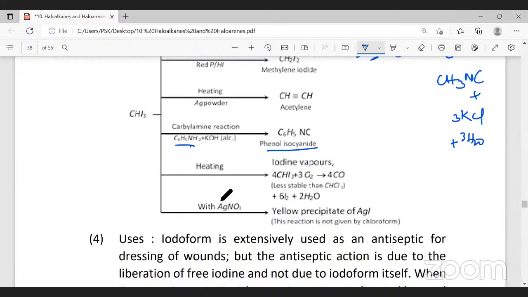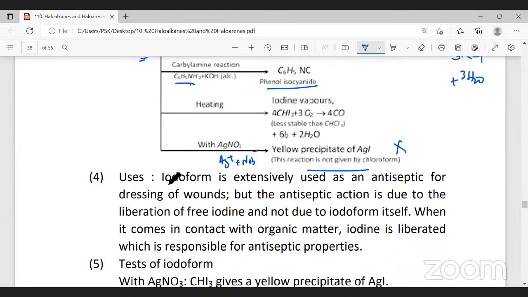Next, when iodoform is allowed to react with silver nitrate, we get a yellow precipitate of silver iodide, because AgNO3 gives Ag+ and NO3-. This Ag+ reacts with I- to form a yellow precipitate of silver iodide. This reaction is not given by chloroform, because chloroform does not give free chloride ions. Iodoform is extensively used as an antiseptic for dressing wounds.